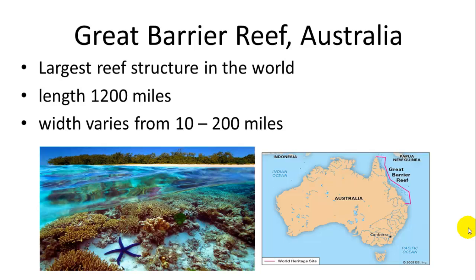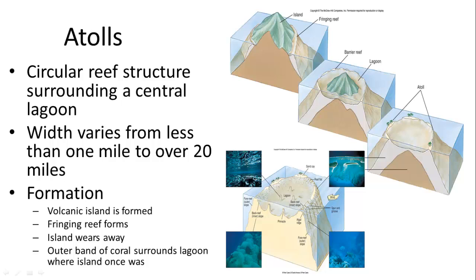All right, one of the largest reefs is the Great Barrier Reef in Australia. It's the largest structure in the world, made of a combination of many different barrier reefs. It's about 1,200 miles long, and width varies from 10 to 200 miles along the coast of northeastern Australia.